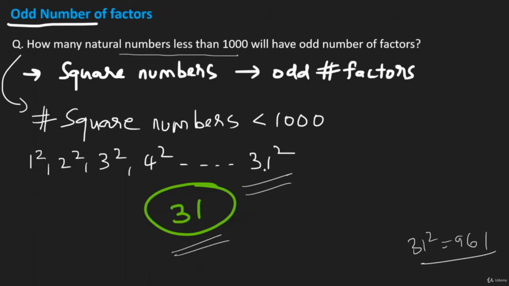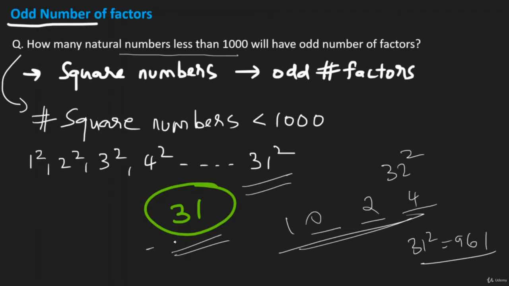Why did we stop at 31? Let's try to take 32 square. We know how to do that very fast. There will be 3 places. This place will be filled by 2 square, which is 4. And then you need to multiply 3 into 2 into 2, that's 12. So you write 2 over here, 1 gets carried forward, and 3 square is 9 plus 1 is 10. So you can see that it's greater than 1000. That's why we stop at 31, and the answer is 31.